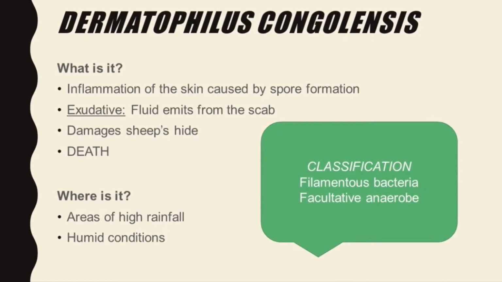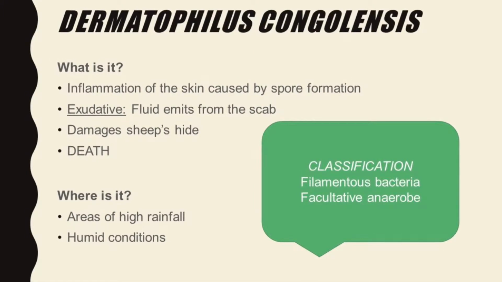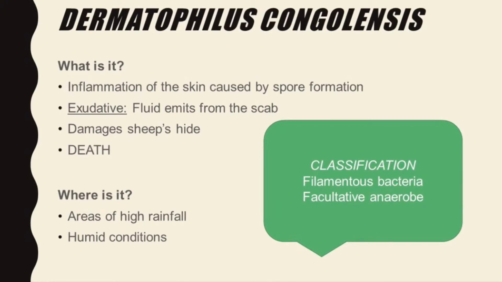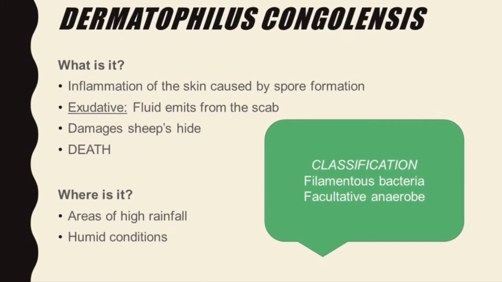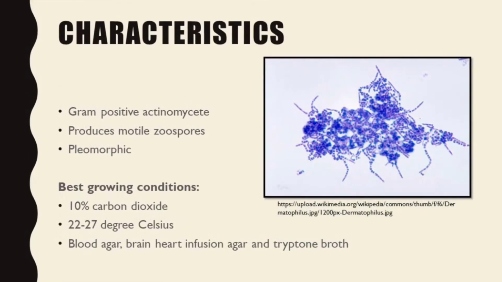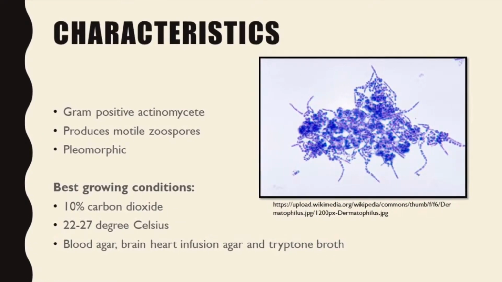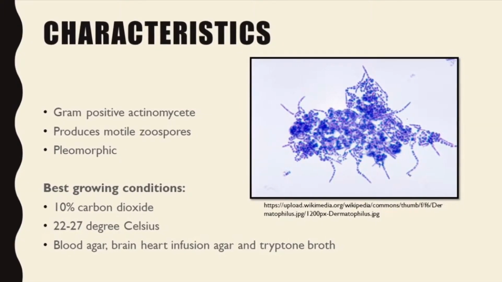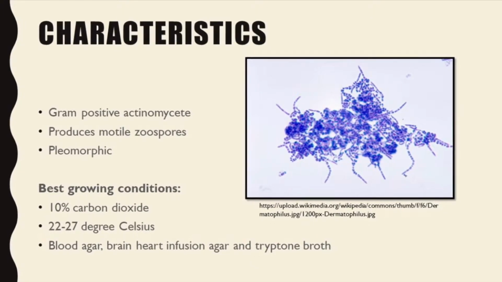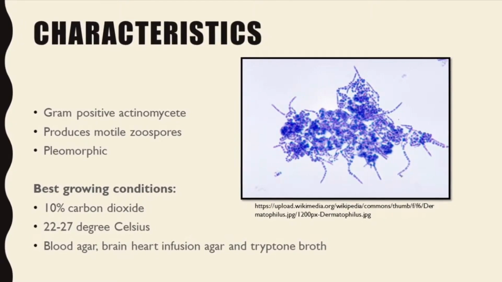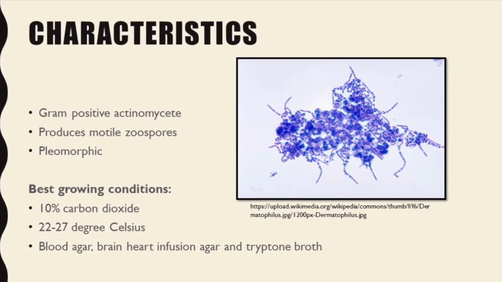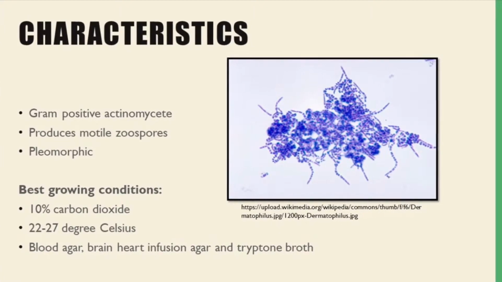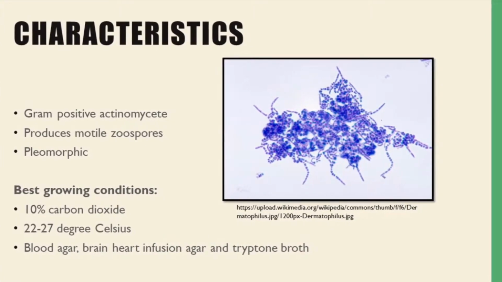The bacterium is filamentous and it's also a facultative anaerobe, so this means that it can survive with oxygen or without it. The bacterium mostly occurs in areas of high rainfall and humid conditions. These are gram-positive bacteria that produce motile zoospores that invade the skin. They are pleomorphic facultative anaerobes that grow best in an atmosphere containing 10% carbon dioxide. They can also grow at a temperature of between 22 to 27 degrees Celsius. Optimum growth of the bacteria occurs on blood agar, brain heart infusion agar, and in tryptophan broth. In liquid media, its growth appears as a thick sediment.